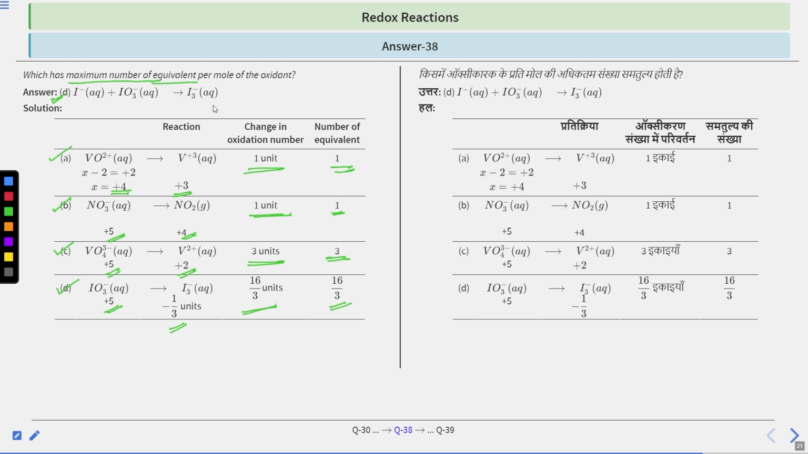So the maximum number of equivalents per mole of oxidant will be this much. Because if you solve this, it will be 5 point something, since 3 times 5 is 15. This is the highest, the maximum number of equivalents per mole of the oxidant among the 4 options given, right? And that's why option D, that is I- plus IO3- giving us I3-, is the correct answer.